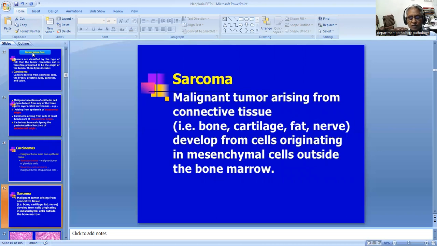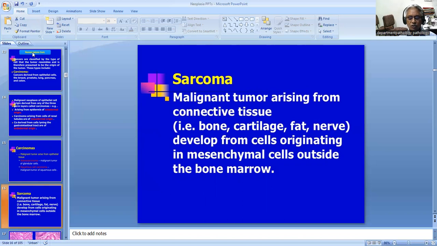Sarcomas: a malignant tumor arising from connective tissue is known as a sarcoma. So I told you earlier that there are two types of growth. Number one is benign, number two is malignant. Malignant growth, again depending on the site of origin, could be either carcinoma or sarcoma. Carcinoma arises from the epithelial tissue, and sarcoma arises from the connective tissue or mesodermal origin.